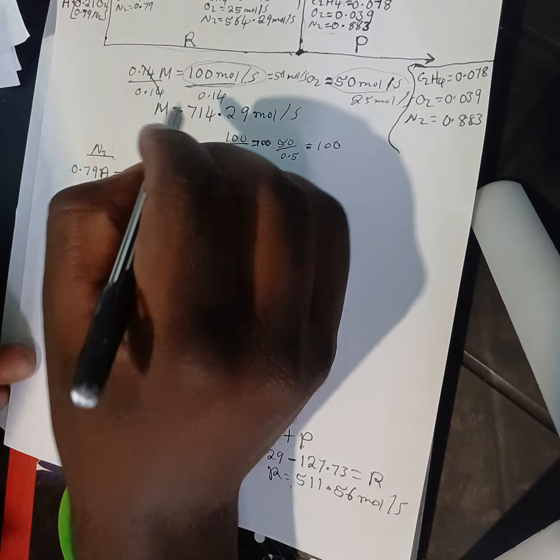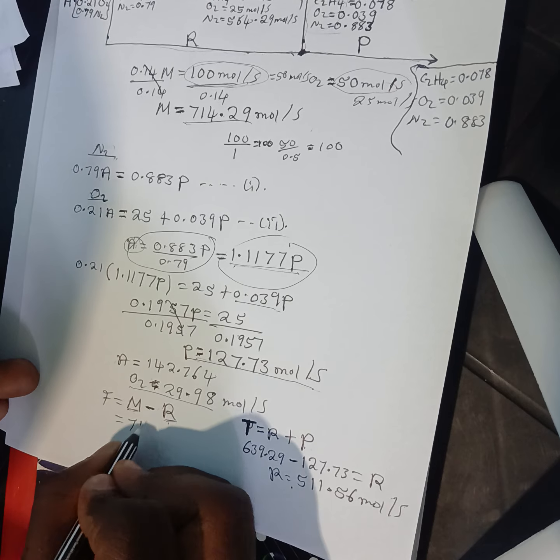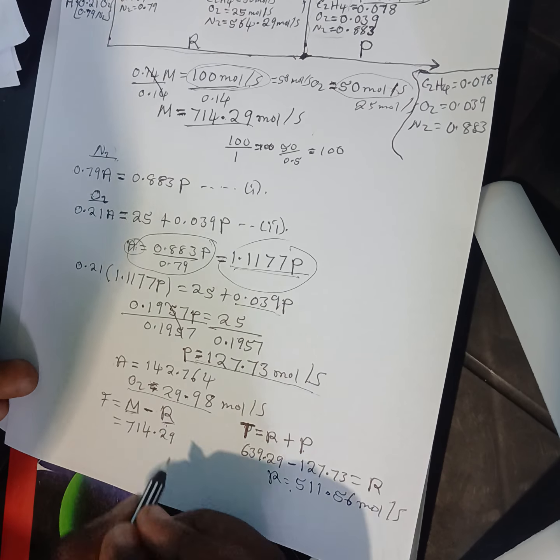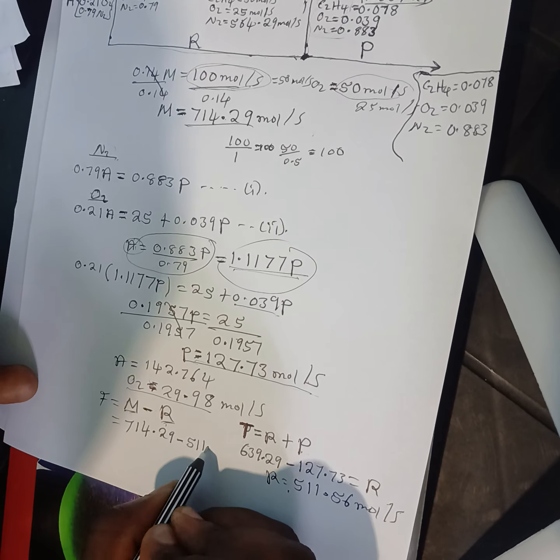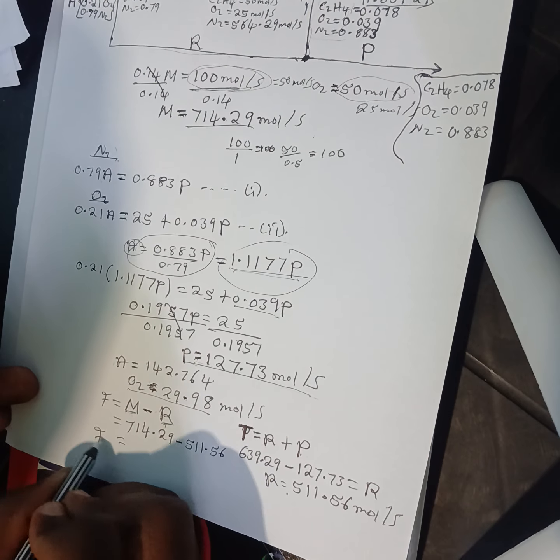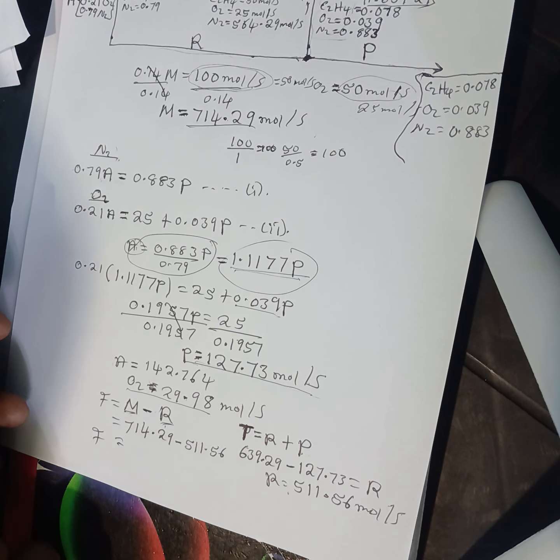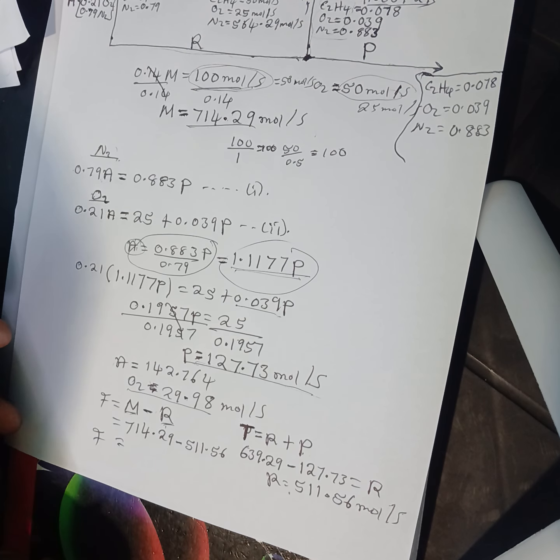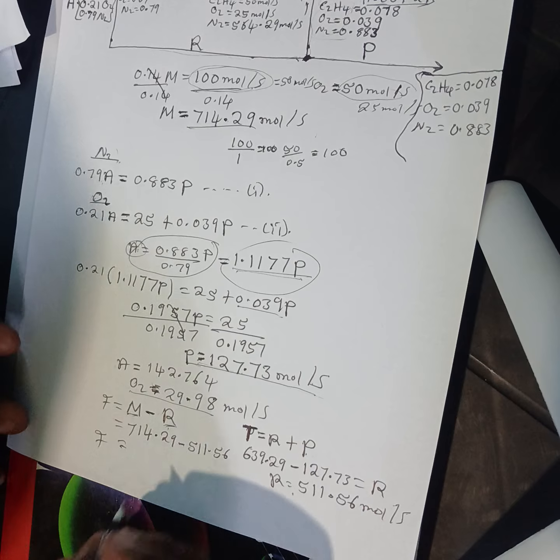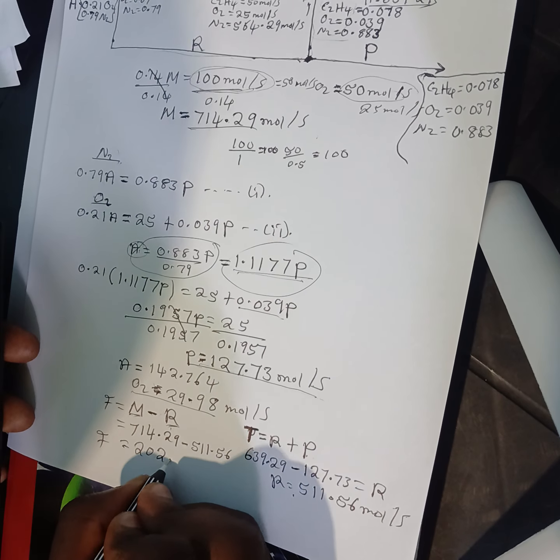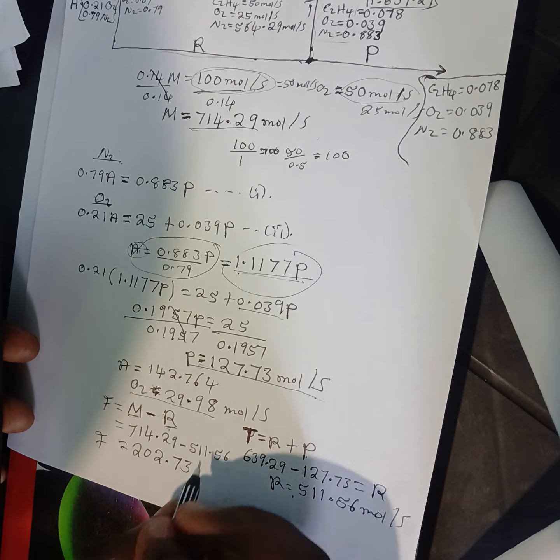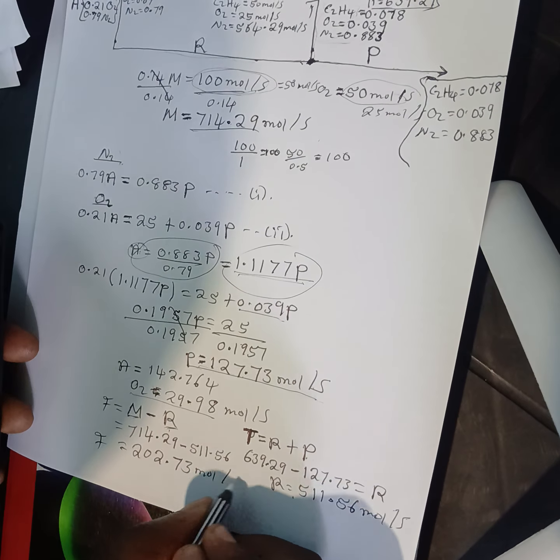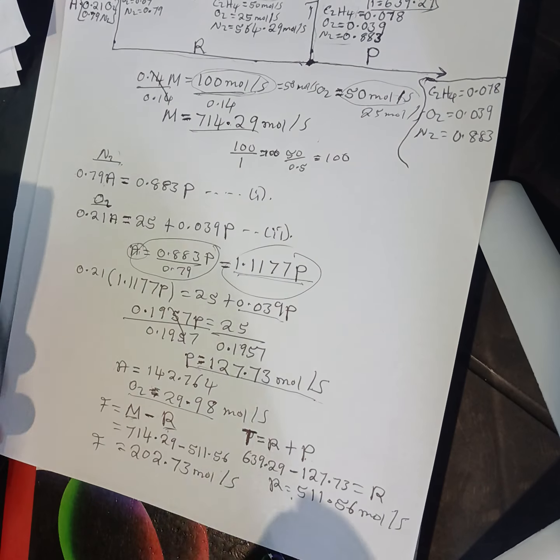Then now, since we know the recycle and we know the mixed feed, how much was this mixed feed? The mixed feed was 714.29 minus the recycle, which is 511.56, which gives us fresh feed to be equal to 202.73 mole per second.